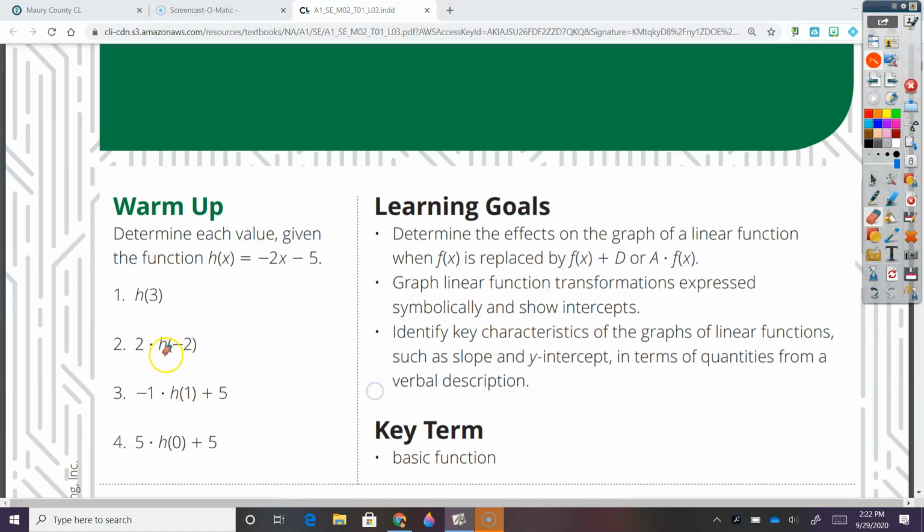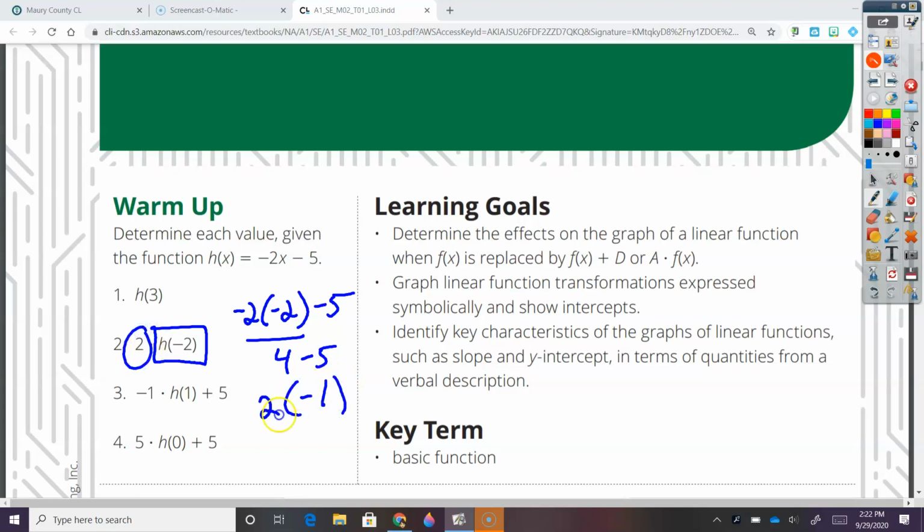Number 2, first let's start with the input of negative 2 into the function. So negative 2 times negative 2 minus 5 gives me 4 minus 5, which is negative 1. And then I'm going to multiply all that by 2, which gives me negative 2 for my final answer.